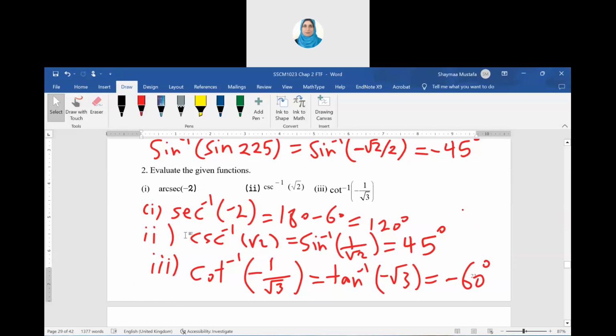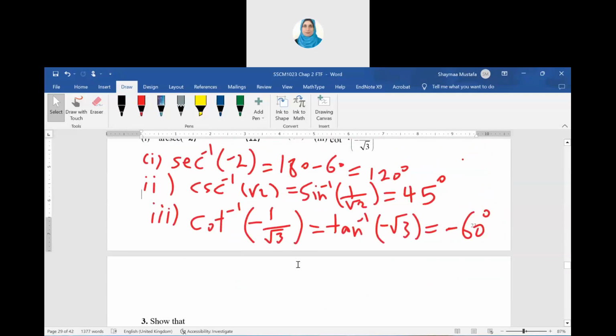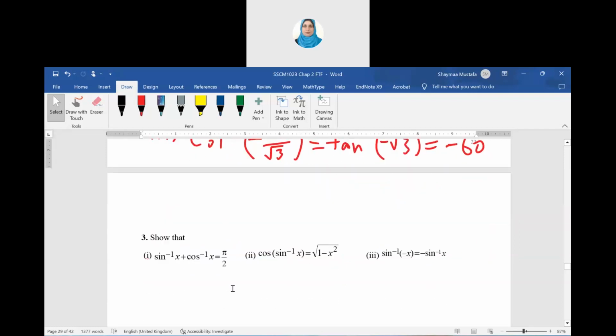Okay, so any question until now? This is how we calculate the values. Be careful about the range and the angle. Tan inverse for a negative value should have the angle in the fourth quadrant, within the range from minus pi over 2 to pi over 2. You cannot choose an angle from, for example, the second quadrant, because although tan is negative there, it is not within the range.